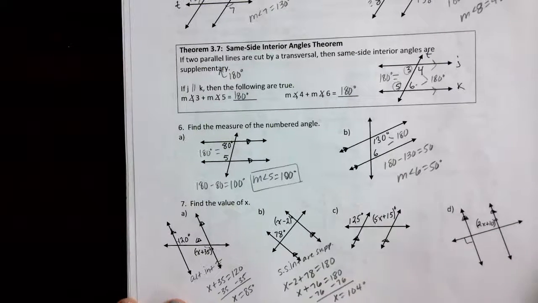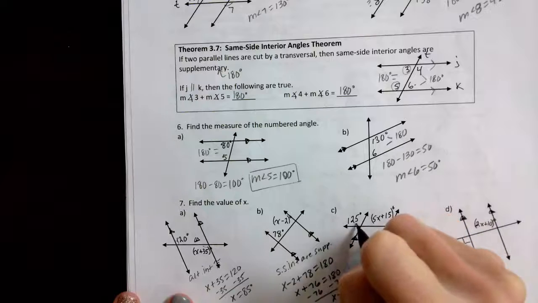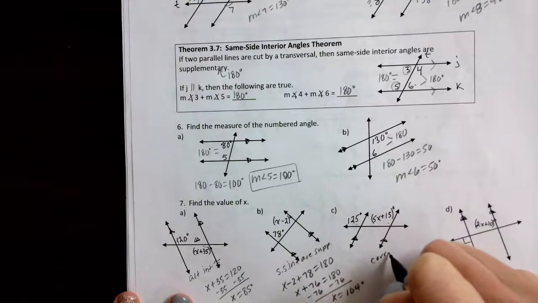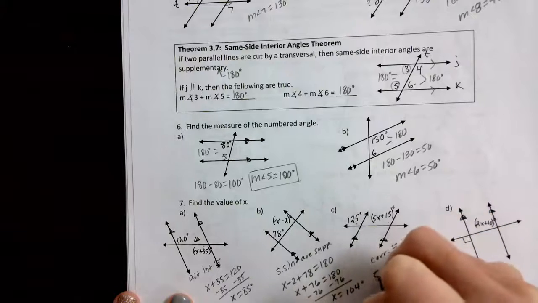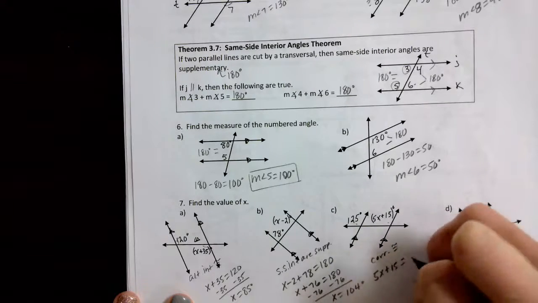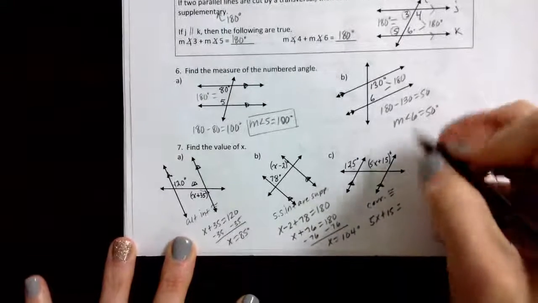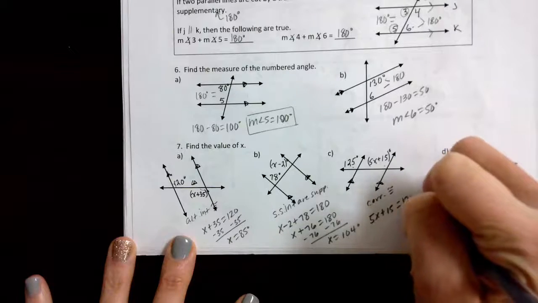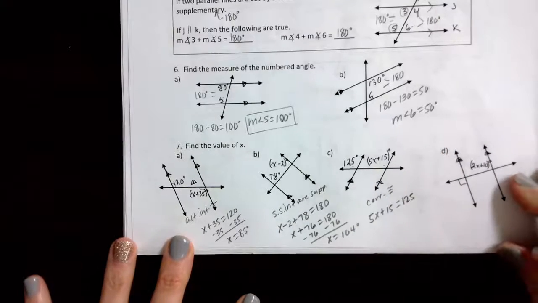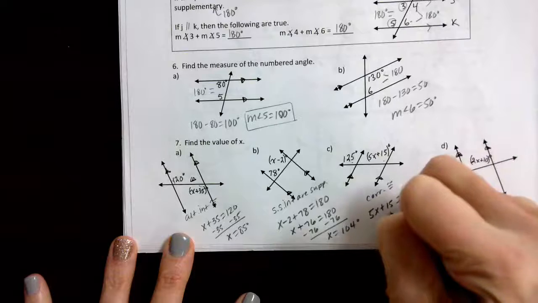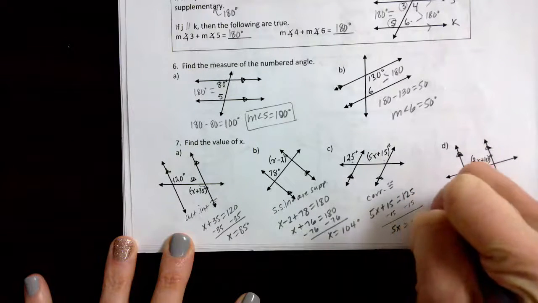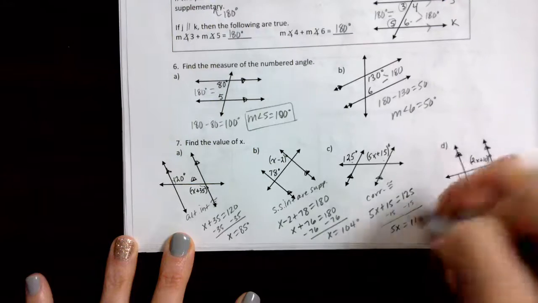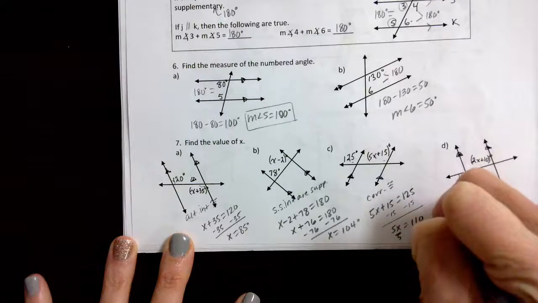Okay, the next one, I have corresponding angles. Corresponding angles are congruent when the lines are parallel. So I'm going to say 5x plus 15 has to equal 125. They're congruent. And from here, if I subtract 15, I get 5x is equal to 110. And my last step, divide by 5. I'm going to find that x is equal to 22.